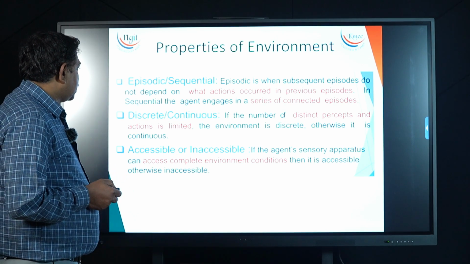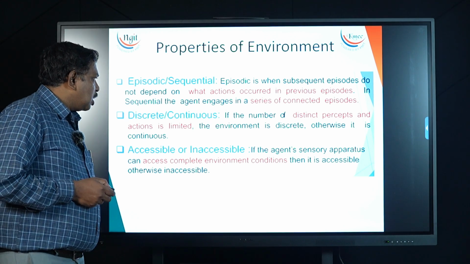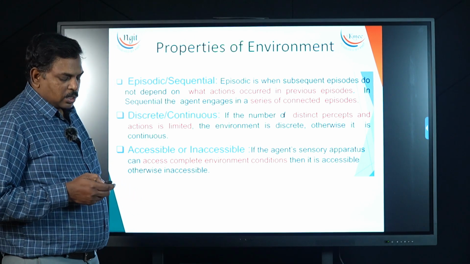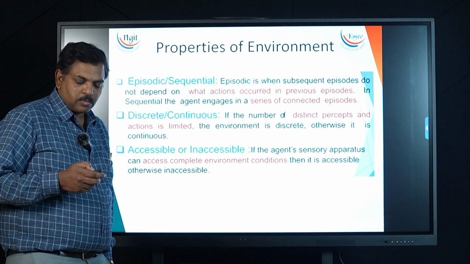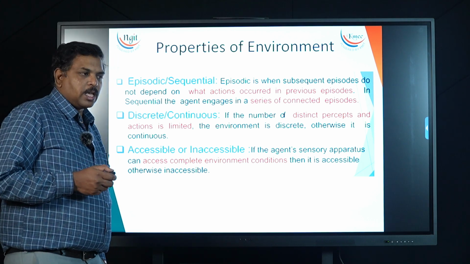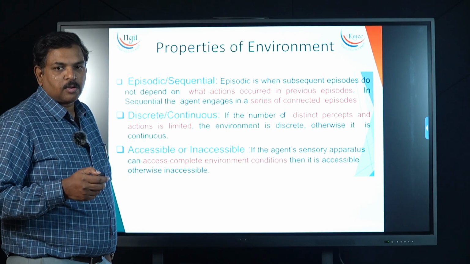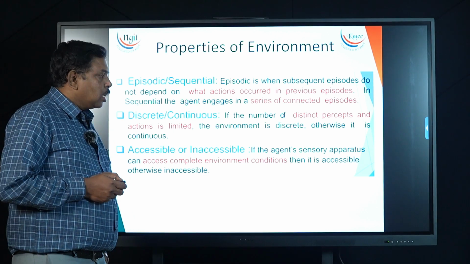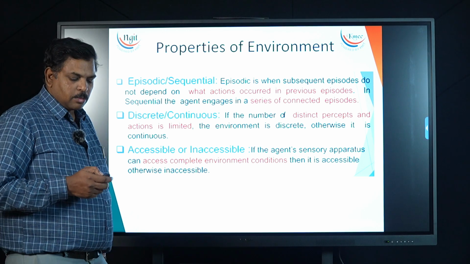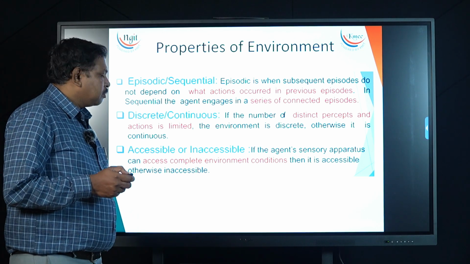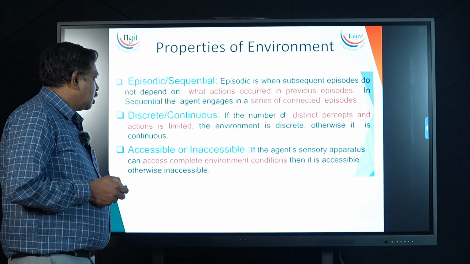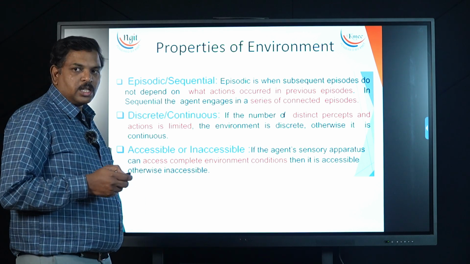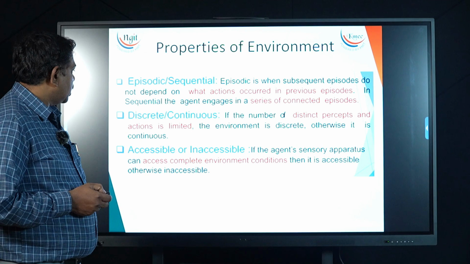Next one, discrete or continuous. Discrete or continuous means your environment decides how many actions you require. A discrete environment means a fixed number of steps is involved in the environment. Like a vacuum cleaner has a fixed number of actions in that environment. It has to clean or wash, that's it, only 2 actions at any point of time. Actions are limited, a fixed number of actions in a fixed environment, that is discrete. But if actions are not fixed, and any sequence or any number of actions is applied continuously, that is a continuous environment.